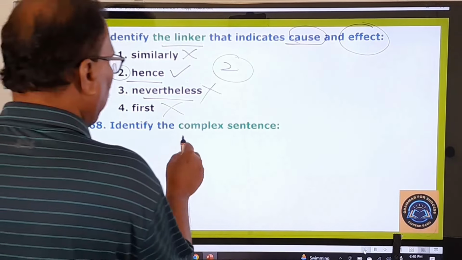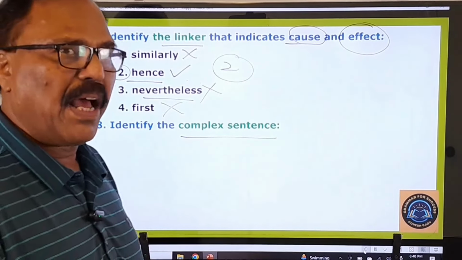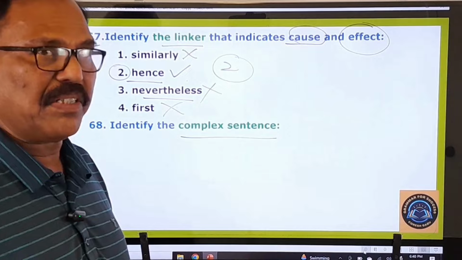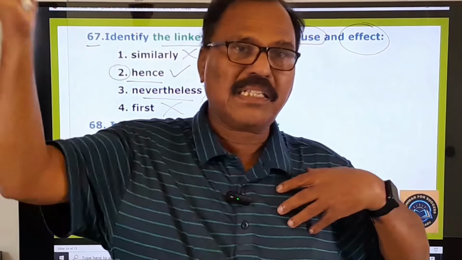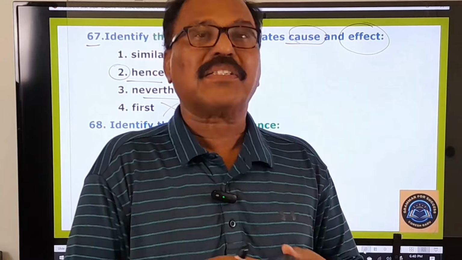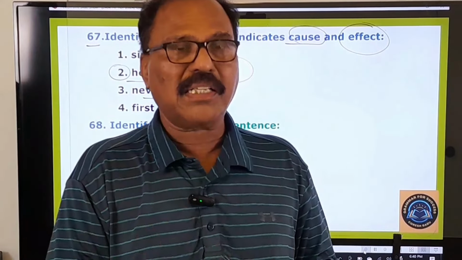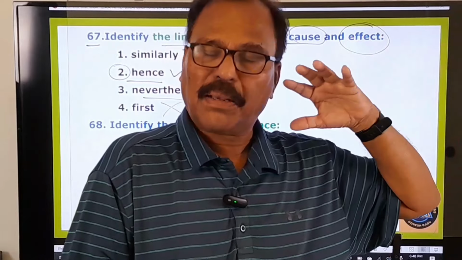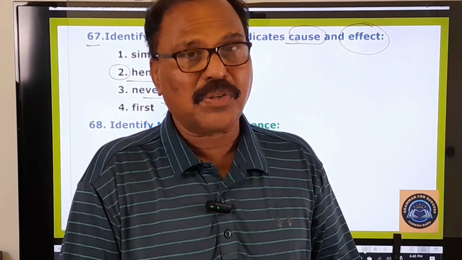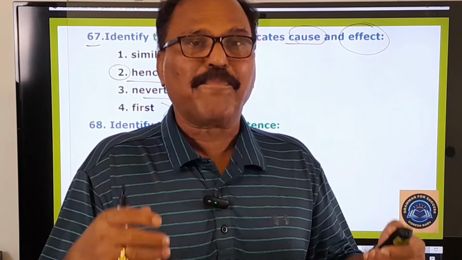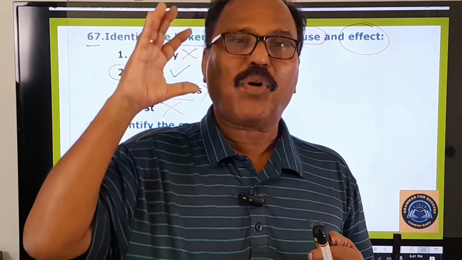Identify the complex sentence. In the previous question paper, I made it very clear. You know very well that there are two kinds of conjunctions, coordinating conjunctions and subordinating conjunctions. The sentences joined by coordinating conjunctions are called compound sentences. The sentences joined by subordinating conjunctions are called complex sentences. I have also given you the list of these two kinds of conjunctions. Once again, I am giving the important coordinating conjunctions.